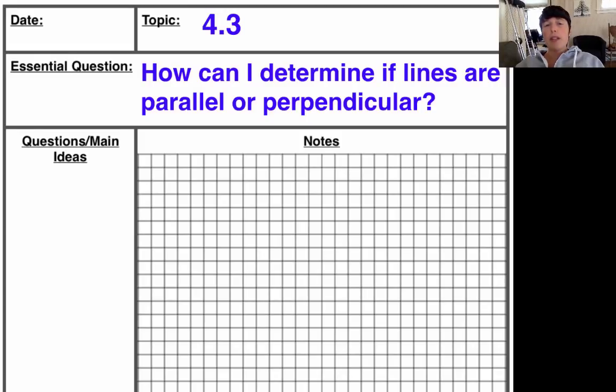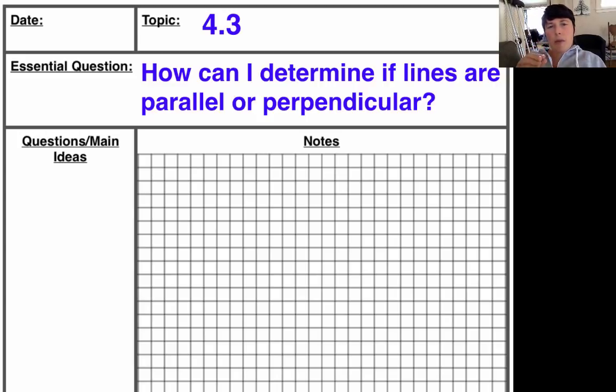Topic is 4.3 if you're following along in our book in class. And we're going to talk about parallel and perpendicular lines. So, essential question today is, how can I determine if lines are parallel or perpendicular? And we've talked in class a little bit about this probably, but we're going to get into the details today.